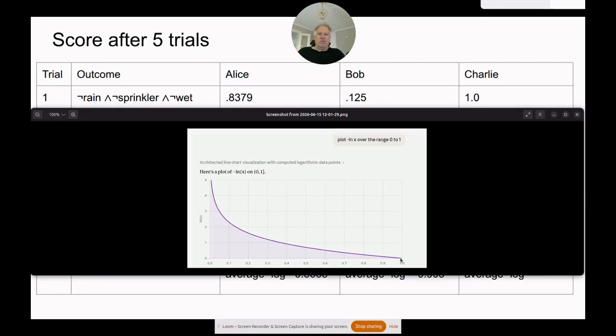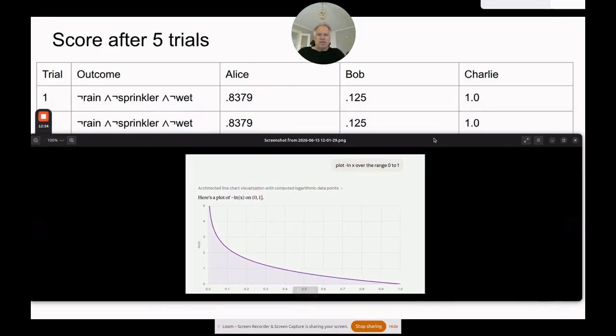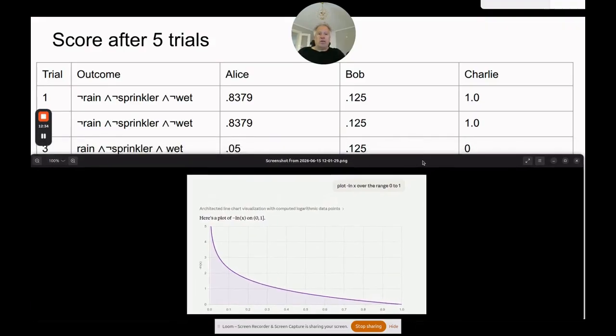Charlie did really well, right? Charlie did well. All right. Now, in comes the next event. Same thing. No rain, no sprinkler, not wet. Bob's doing the same old thing. Alice, same thing. Charlie, the same thing. Charlie is very smug at this point.